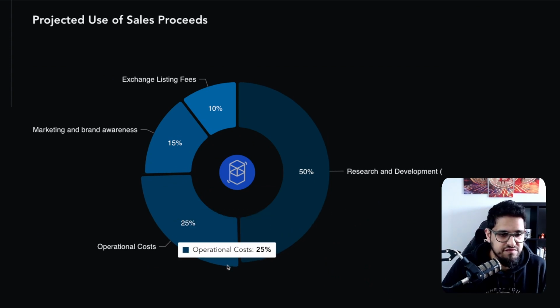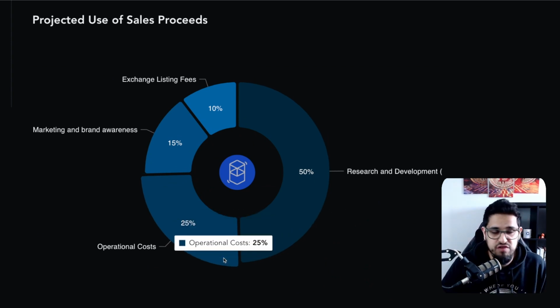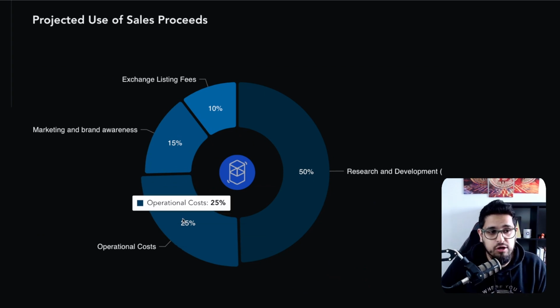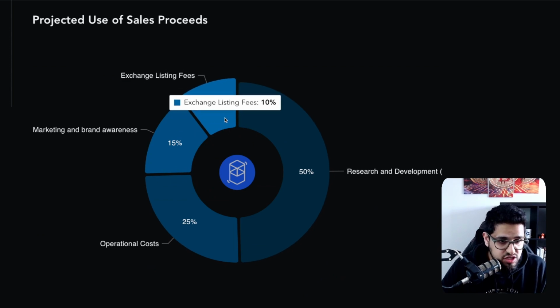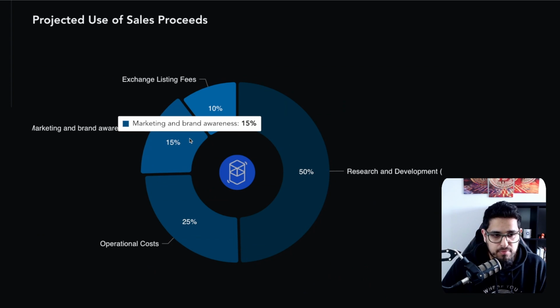You then get 25% for operation costs. I mean, that's just your normal stuff, right? You have an office, you have computers, you have other bits and printers, maybe. And all sorts. That goes to your operational costs. You then have 10% to pay fees to list on exchanges, okay? And then 15% for marketing and brand awareness.